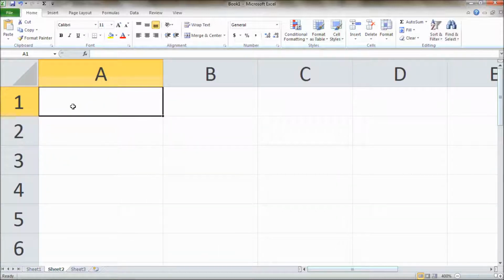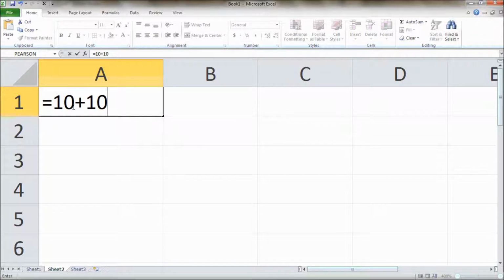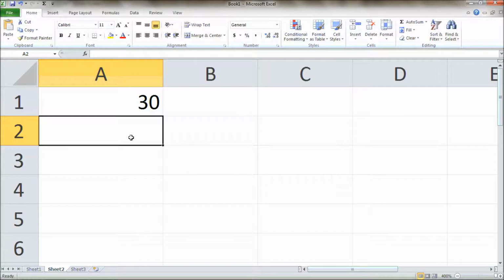We have an example of a formula of 10 plus 10 times 2. In this formula, we have multiplication and addition. So we are going to multiply first, 10 times 2, before we proceed with addition. That's why it will give you a result of 30.